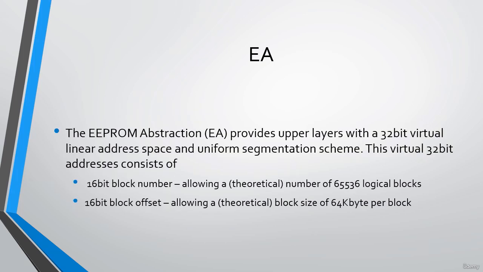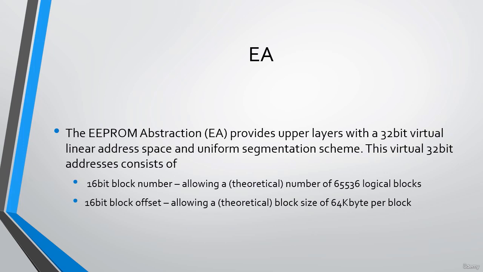Now the EEPROM abstraction interface provides a 32-bit virtual linear address space and uniform segmentation scheme. Okay, so this is what is provided to the MFF. So what is provided? It provides a 32-bit virtual linear address space. And since it's uniform, it's very easy to access different addresses.